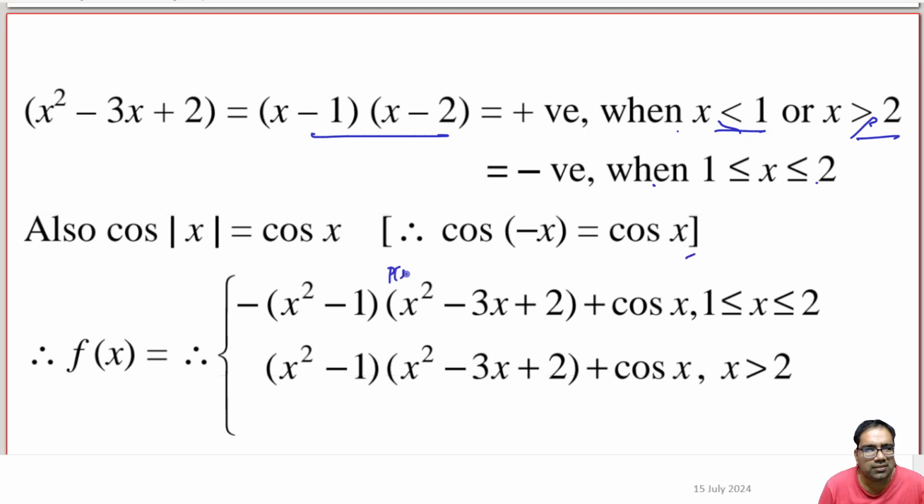This is p of x. This is q of x. Or this is q of x, and this is p of x. And q of x is actually negative of p of x. That means there is a flip. There is a flip here at 2. This point is 2. So that's why slopes are not matching. It is not differentiable at 2.